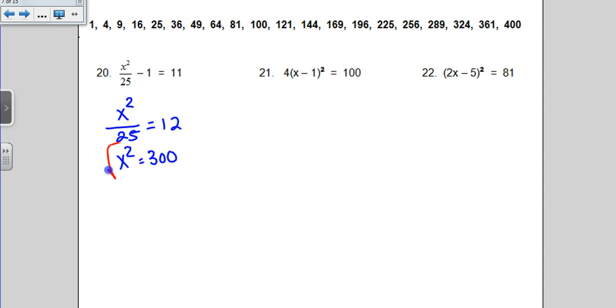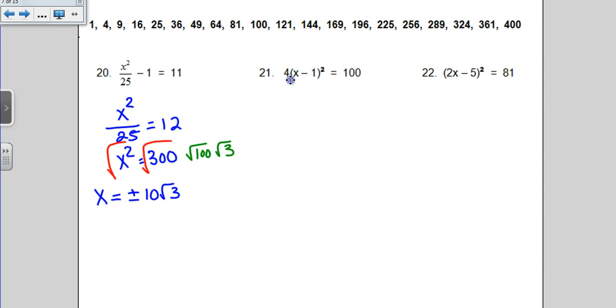And now when you square root, 300 can break down, so we got to think about that for a second. We're going to have x equals, I'm going to go ahead and put down the plus or minus so I don't forget that part. 300 breaks into 100 times 3. So when I reduce that radical, I end up with plus and minus 10 square roots of 3.